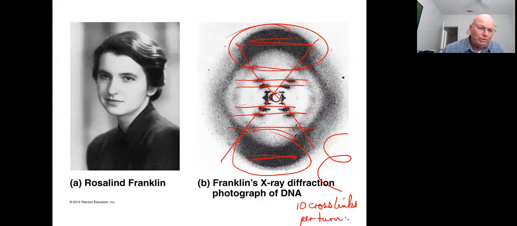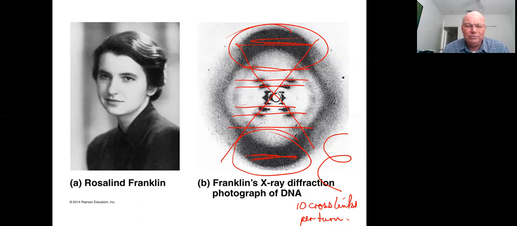So 10 cross-links per turn of the helix. More than that, she was also able to say, on the basis of these very strong signals, that the molecule was of consistent diameter. It didn't vary in diameter. It was of constant diameter, the full length of the DNA molecule. She could even estimate the distance across from one side of the molecule to the other side of the molecule, and she pegged that at around 2 nanometers.